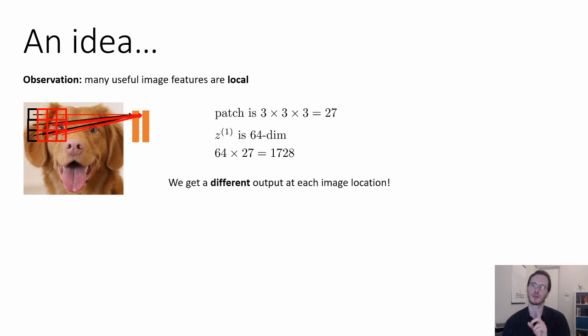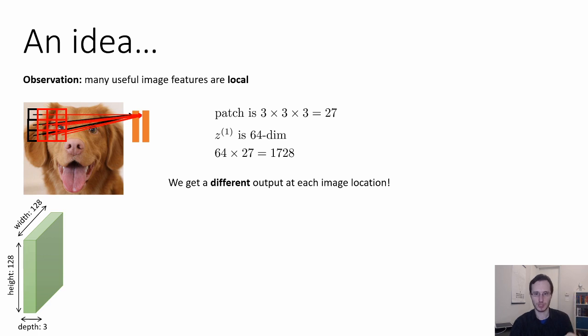However, now we get a different output for each image location. So we have this little network, this little 3x3 patch network, but it'll produce a different output for every location. So here's how that's going to work. Let's say that this cube represents our image. So it has a height of 128, a width of 128, and a depth, meaning the number of color channels, of 3. We're going to take our little 3x3 network, and we're going to apply it to every 3x3 patch in that image. So our little linear layer has a height of 3, a width of 3, and a depth of 3. And that produces one feature.